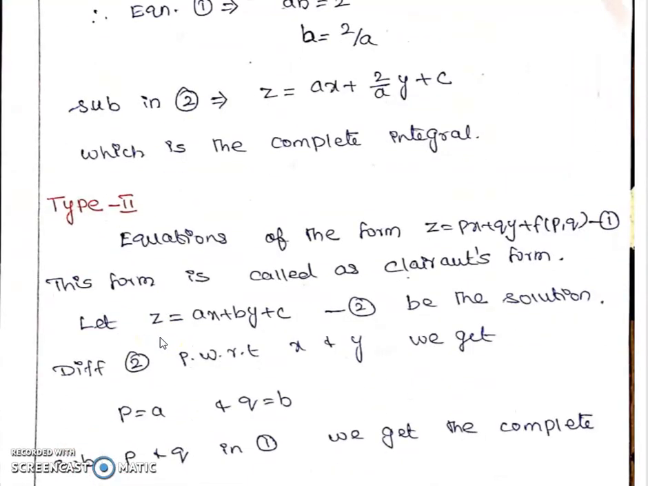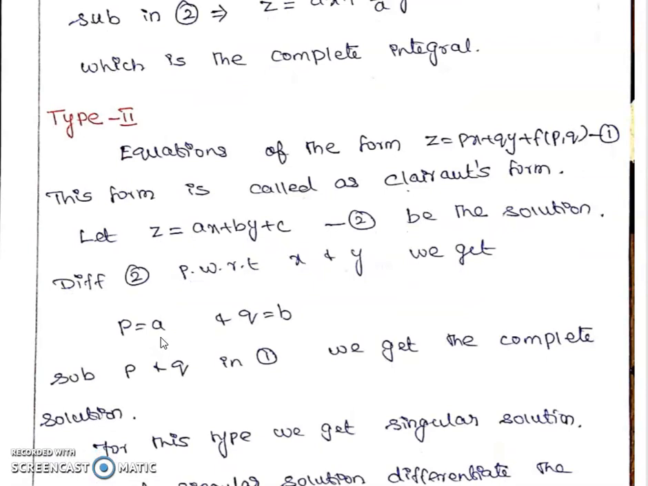Next we go to type 2. Have you understood type 1? Now we go to type 2. The equation of the form z is equal to px plus qy plus f of p comma q. This form is also called Clairaut's form. In this type we have p, x, q, y, and then a function of p comma q is also there.